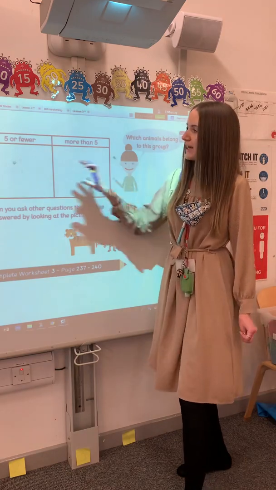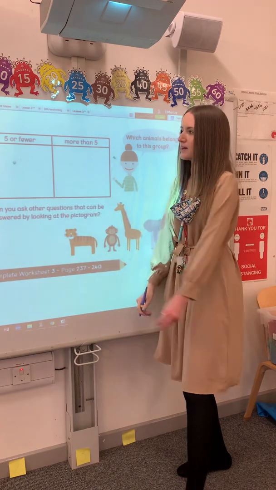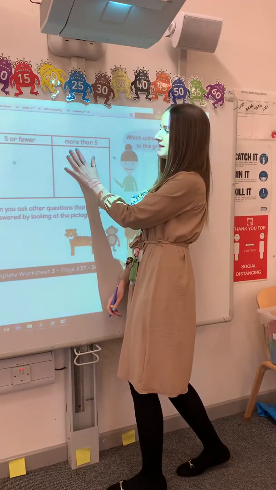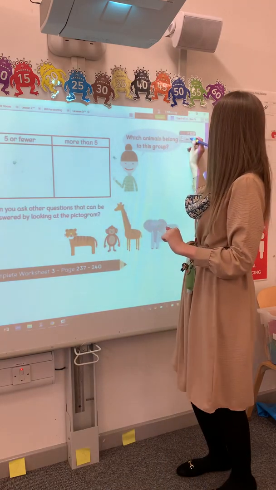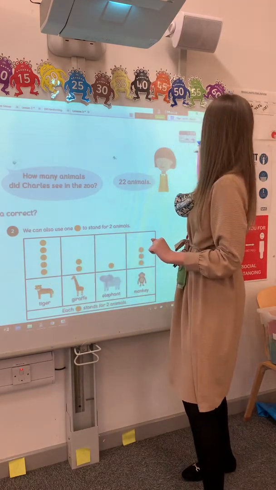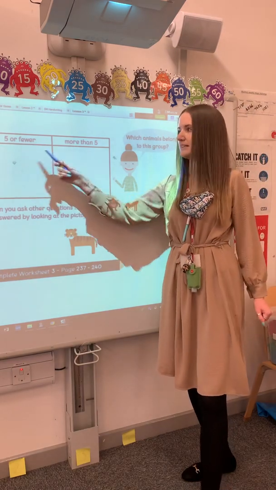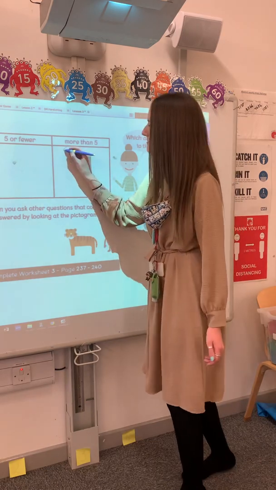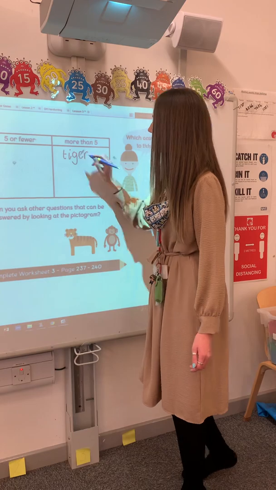We want to put the animals into a different kind of table. Some go in one side if you saw 5 or fewer of them, and some in this side if you saw more than 5. Okay, so let's have a look. So, tiger, 2, 4, 6, 8, 10. Is tiger going in 5 or fewer or more than 5? That's right, because 10 is more than 5. So, tiger will go in this side of the table.